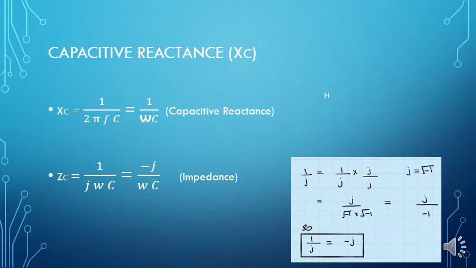Similarly, capacitive reactance is represented by Xc. Xc is equal to 1 over 2 pi Fc, or 2 pi F, as I have already told you guys, that it is equal to omega C. Similarly, impedance is equal to 1 over j omega C.